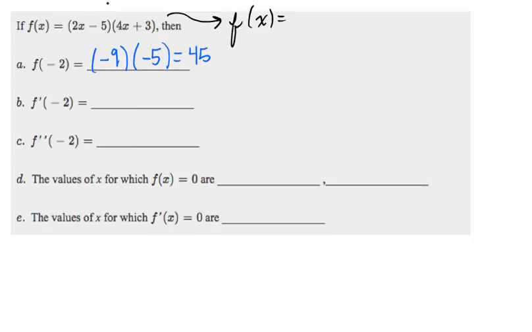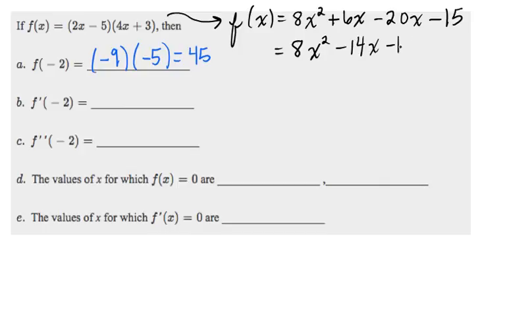So if we FOIL first, we'll have 2x times 4x is 8x squared. 2x times positive 3 is plus 6x. Negative 5 times 4x is negative 20x. And negative 5 times positive 3 is negative 15. So the middle terms simplify to negative 14x. Alright, so that's the regular f.